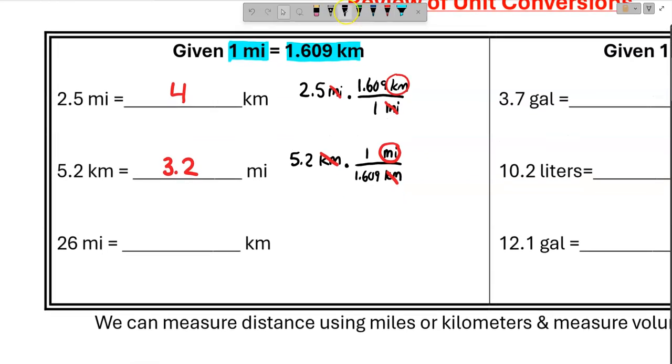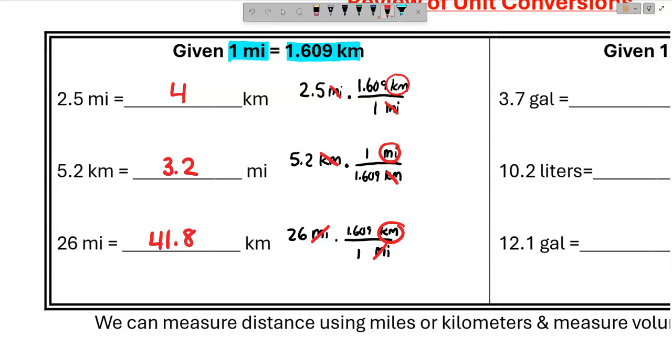Let's try this one more time. If we have 26 miles and I want to convert this to kilometers, I would put miles in the denominator and kilometers in the numerator. So this is 1.609 over 1 mile, and the miles will cancel. We'll have kilometers as our answer. So the final answer is 41.8.